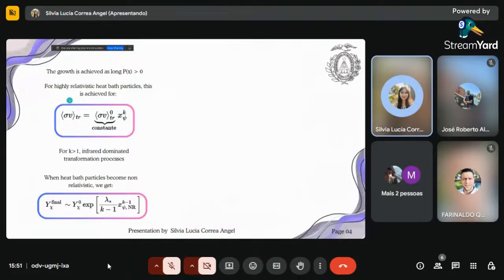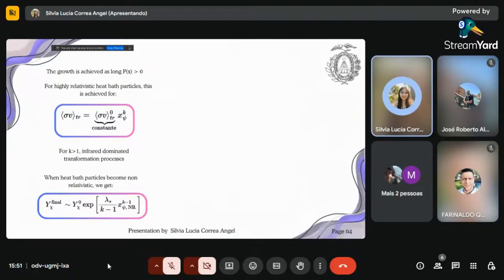In the first step, we are assuming highly relativistic thermal bath particles, and that can be achieved by this equation here, where we have this x_psi. This x_psi is basically the mass of the thermal bath over the temperature. And here this k, when it's bigger than 1, they are assuming, for example, infrared-dominated transformation processes. And of course, we know that the universe is expanding.